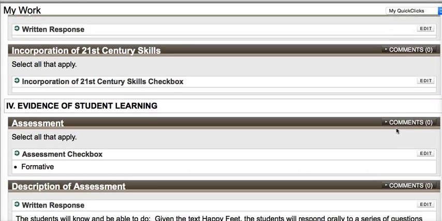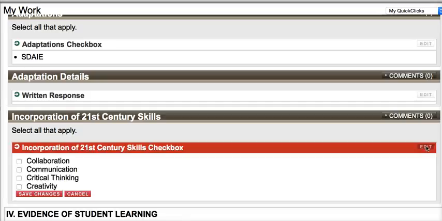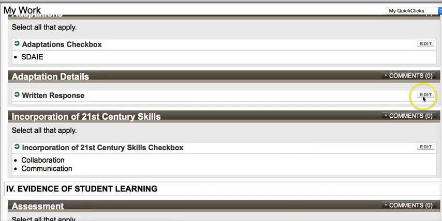I'm going to go back up here. Incorporating 21st century skills. In this particular case, the students are going to be using communication and collaboration because they're going to be speaking and talking with one another.